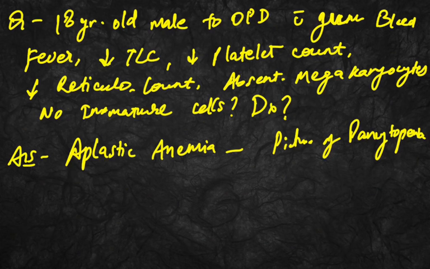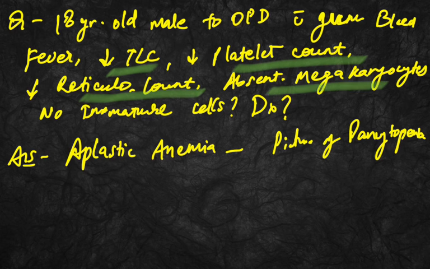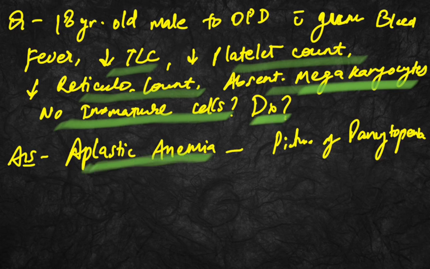Now, an 18-year-old male comes to the OPD with bleeding, fever, decreased TLC count, decreased platelet count, decreased reticulocyte count, absent megakaryocytes, and no immature cells. What is the diagnosis? The diagnosis is aplastic anemia, and this is a picture of pancytopenia. So the answer is aplastic anemia.